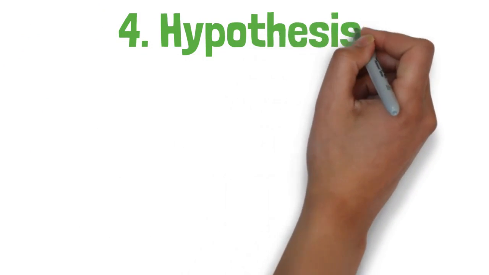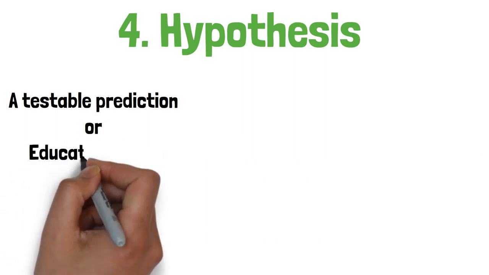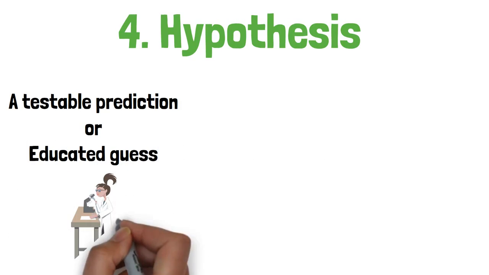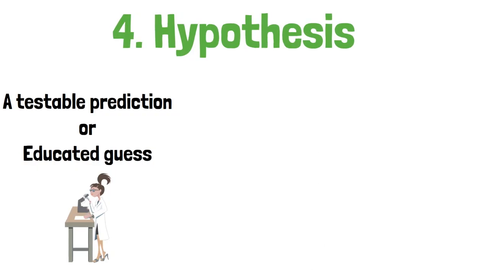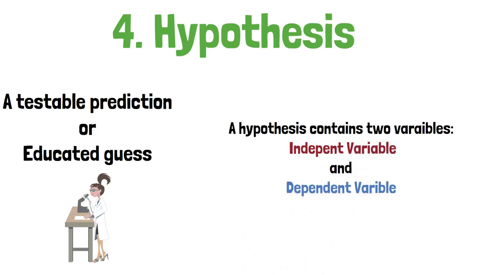Step 4, form a hypothesis. A hypothesis is a testable prediction that you will use in your experiment to prove or disprove it. You will use your experiment to determine if your hypothesis is valid or invalid. A hypothesis is an educated guess. Educated because you did your research by gathering information to make a prediction, and you are guessing what is going to happen in the experiment. Your hypothesis also contains two variables, an independent variable and a dependent variable.